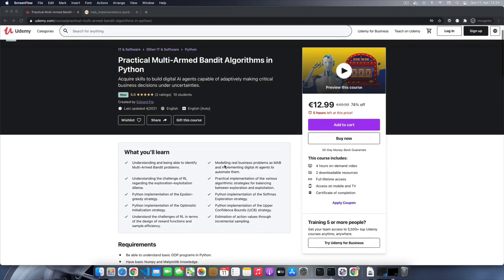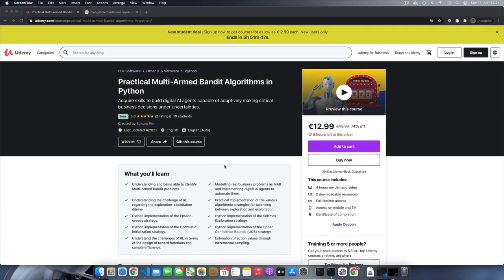Now, this hands-on course focuses on multi-armed bandit problems, which involve building agents that are capable of consistently choosing the best action out of a limited set of options by learning through trial and error.